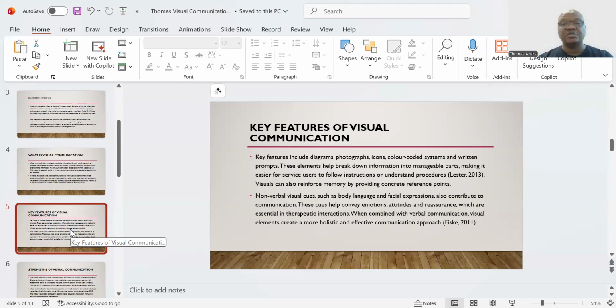Non-verbal visual cues, such as body language and facial expressions, also contribute to communication. These cues help convey emotions, attitude, and reassurance, which are essential in therapeutic interaction when combined with visual communication. Visual elements create a more holistic and effective communication approach.